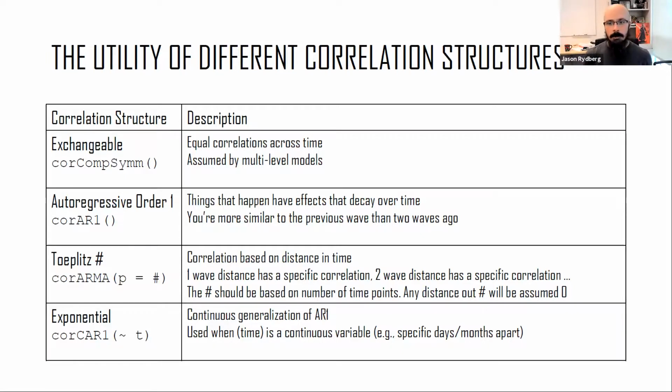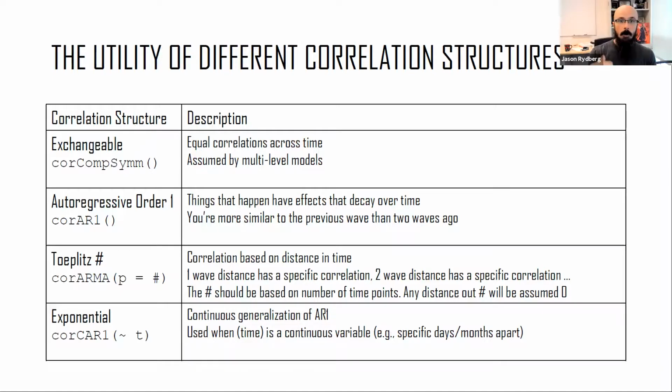So a Toeplitz structure is where every pair of time points is allowed to have a correlation structure. Now, there's a distance between two waves. So if you go from wave 1 to wave 2, there's a correlation of residuals there. That difference is a one wave difference. So that's the same as if you go from wave 4 to wave 5 or wave 2 to wave 3. Now there's a two distance one.